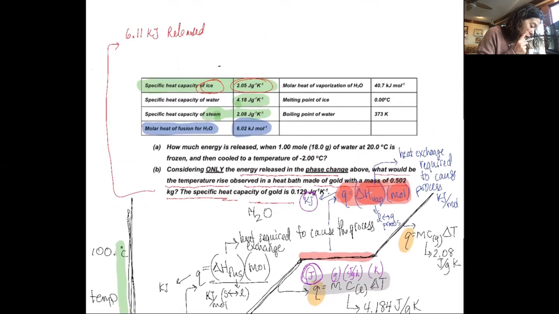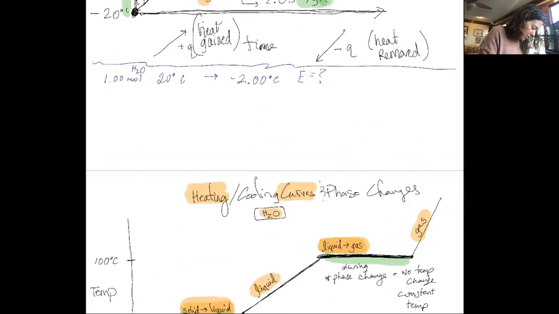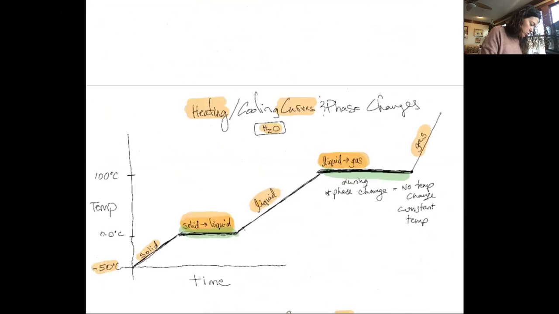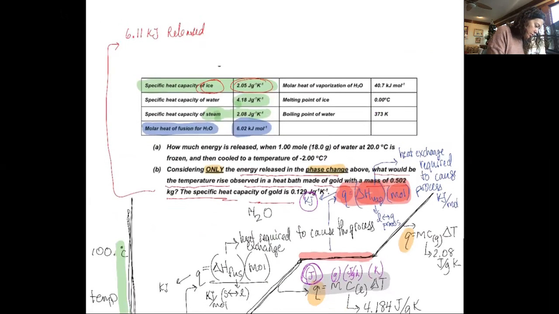What would be, whoa. Only, Miss Murphy just got tricked. Only the phase change. The phase change, students, was this right here. The heat released in that phase change was 6.02 kilojoules. So that is the value we're talking about here. Notice most of the heat was released in that phase change, wasn't it? 6.02 kilojoules. Okay, sorry. You can pause and move on.